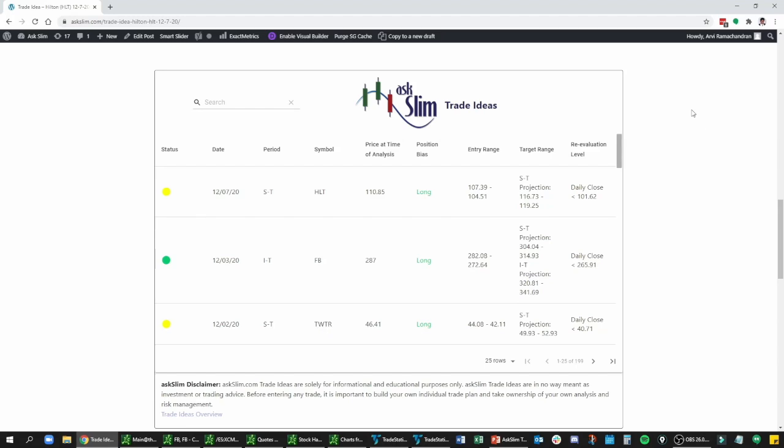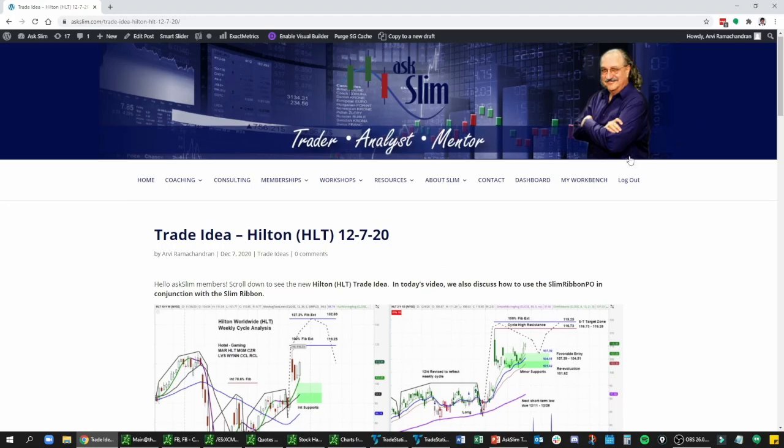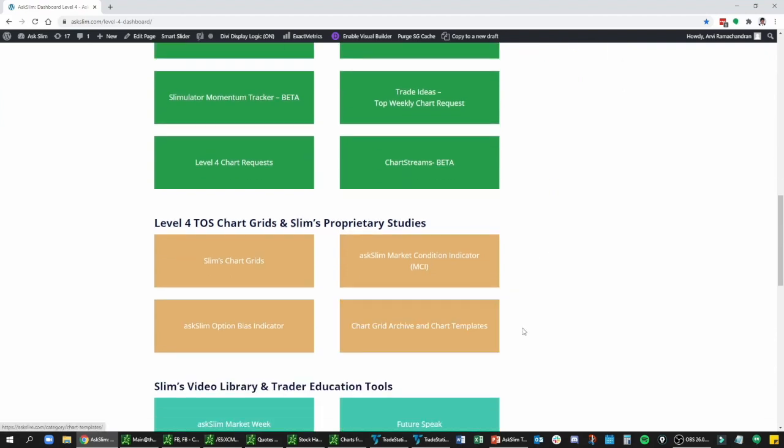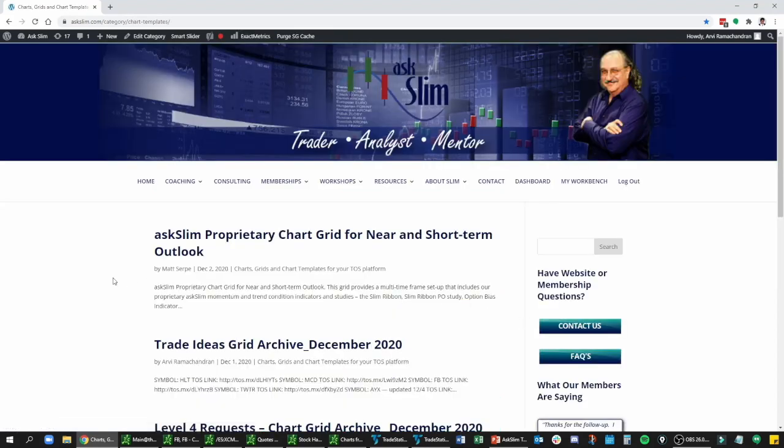The last thing that I wanted to point out is for our level 4 members. So if you scroll back up on this chart and click on Dashboard, and then scroll down and go to the Chart Grid Archive and Chart Templates button, which is right here. Here you will see the Trade Idea Grid Archive for each month.